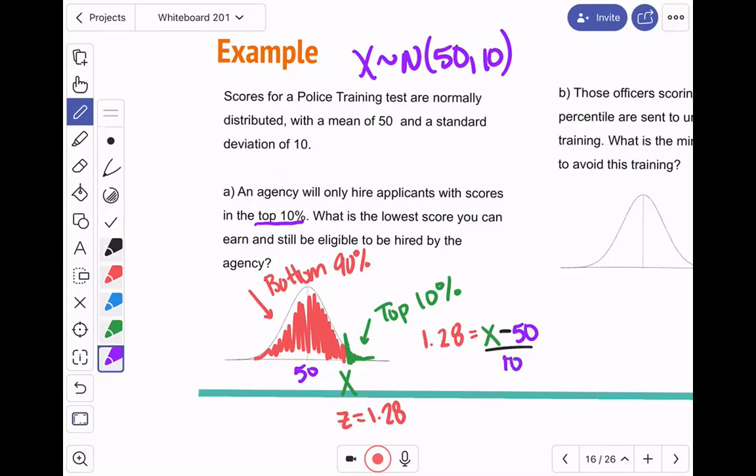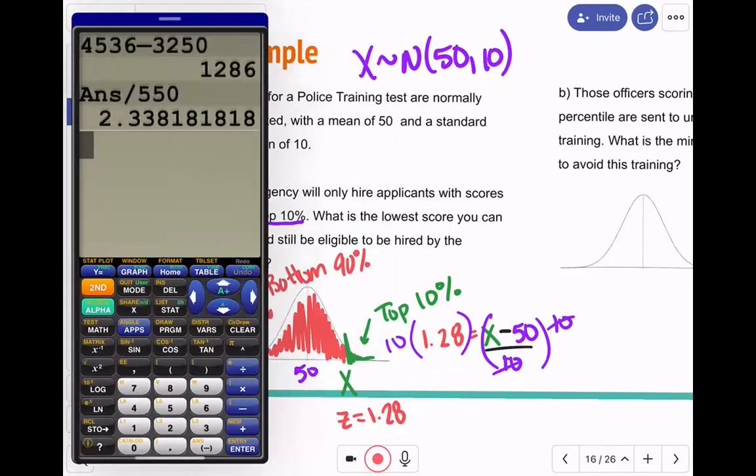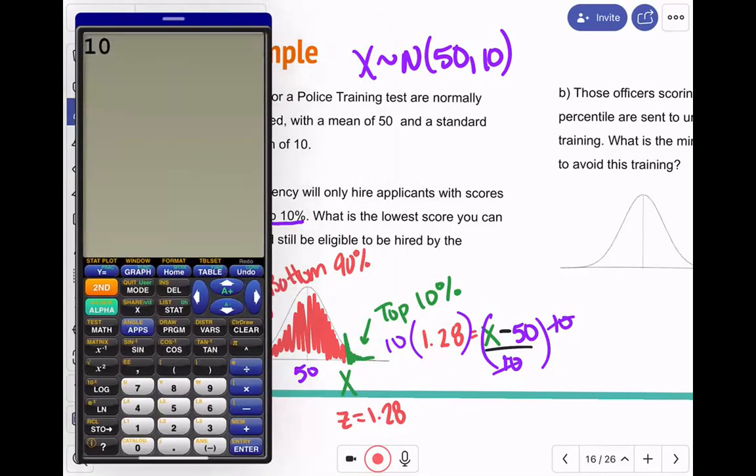So we're working backwards to find X. This is an algebraic equation that you should be able to solve. I say should. Some of y'all are looking at this like, how do I solve this? I want to clear the fraction first, so I multiply both sides by the number 10. 10 times 1.28 is 12.8. So 12.8 is equal to x minus 50.